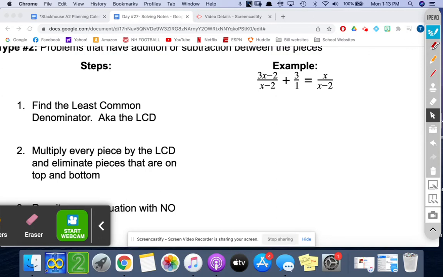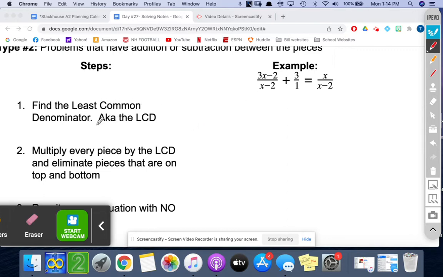All right, hi everyone. So here's the second video to solving rational equations. Okay, and now this video is all about the second type, which we're going to come to know as the LCD method. But basically, if we take a look at the physical difference, I have more than two fractions. I have some addition or subtraction between the fractions, so I can't do cross multiply. Okay, so I have to do this thing called the LCD.